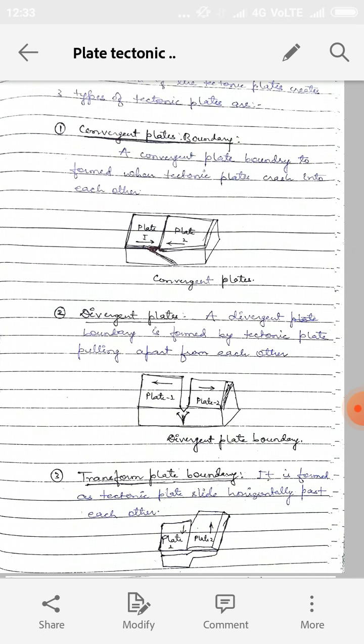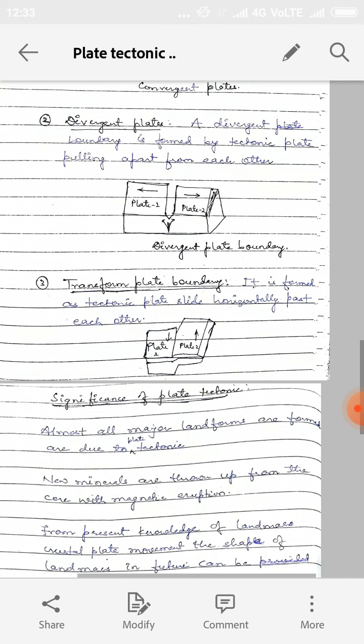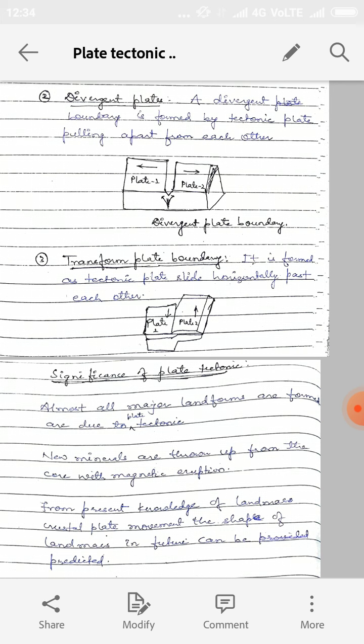Now the second one is the divergent plate boundary. A divergent plate boundary is formed by tectonic plates pulling apart from each other. As we know, plate 1 and plate 2 diverge from each other, that means a divergent plate boundary will be formed. Now the third is the transform plate boundary. It is formed as tectonic plates slide horizontally past each other, as shown in the following figure. Plate 1 and plate 2 slide horizontally past each other.